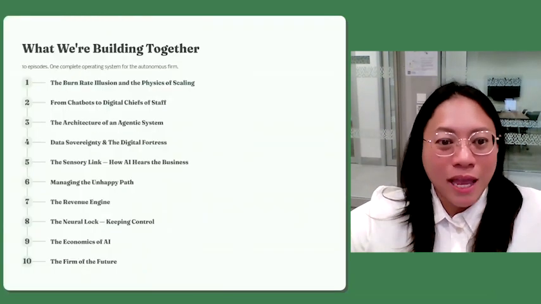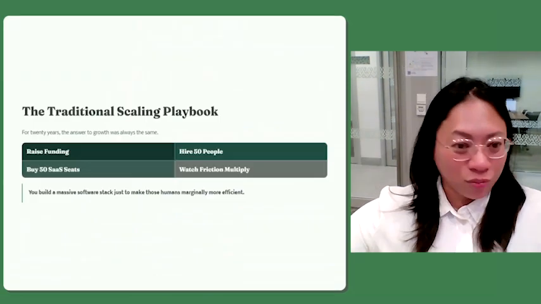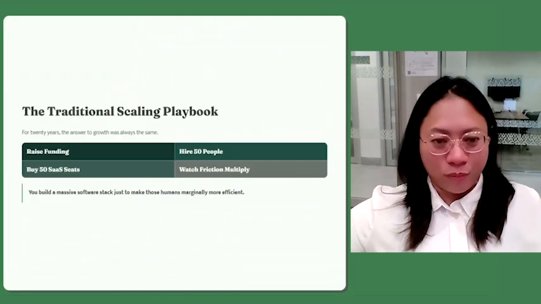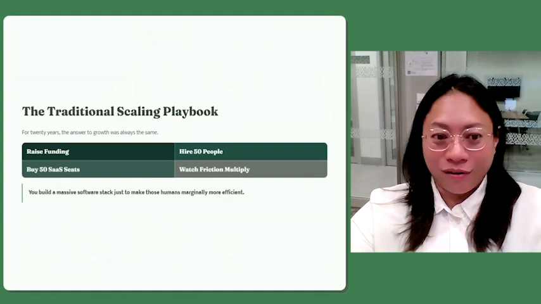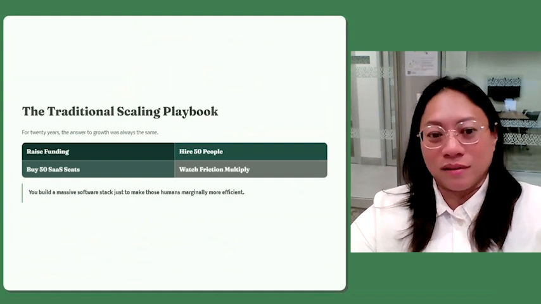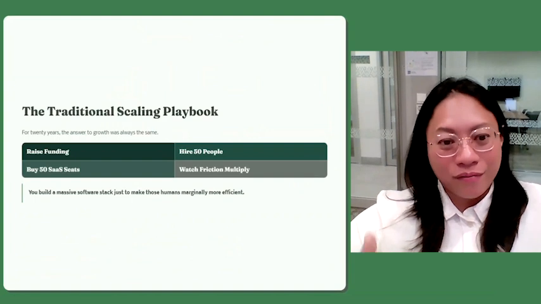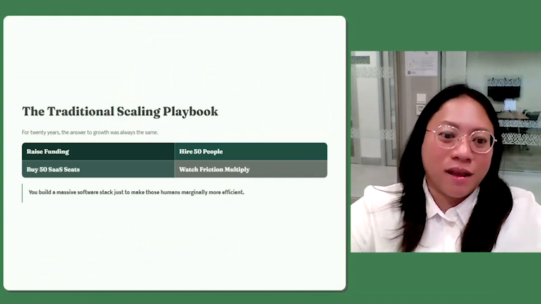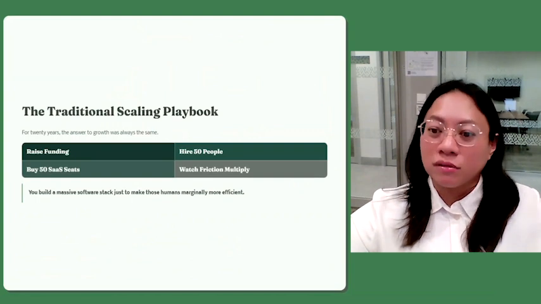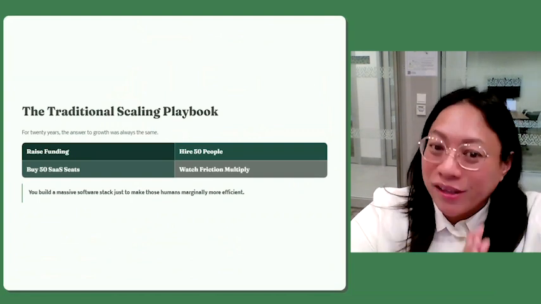So, let's look at the traditional startup playbook for the last 20 years. You raise a round of funding or you hit a revenue milestone. What do you do next? You look at hiring maybe 50 people to scale capacity across sales, operations, and engineering. Then you buy 50 seats or subscriptions and you build a massive software stack just to make those humans marginally more efficient. You have more engines on the road, but that doesn't mean you go any faster.